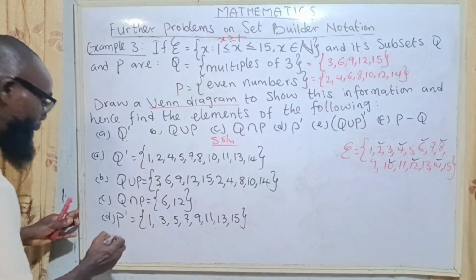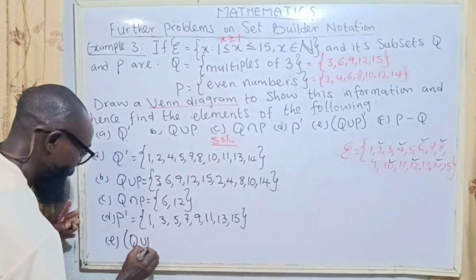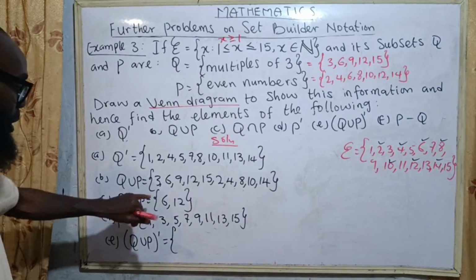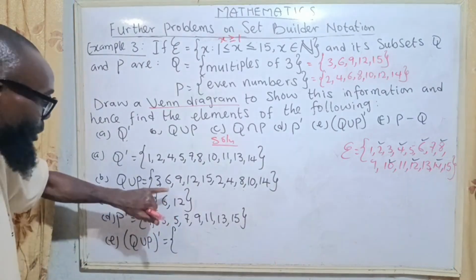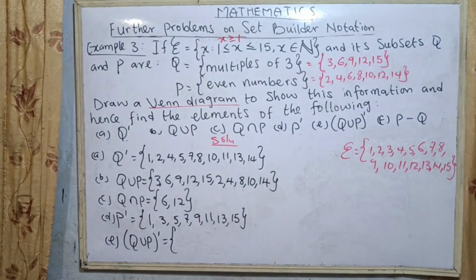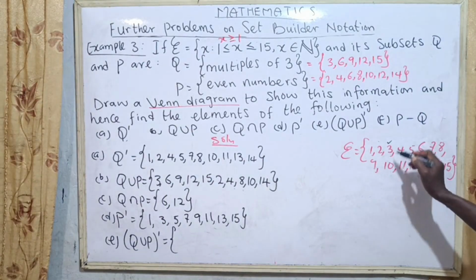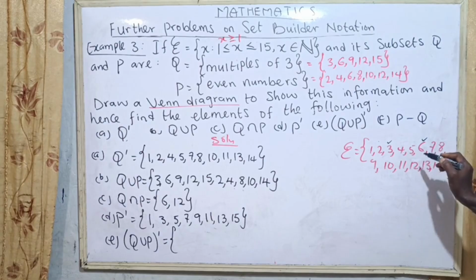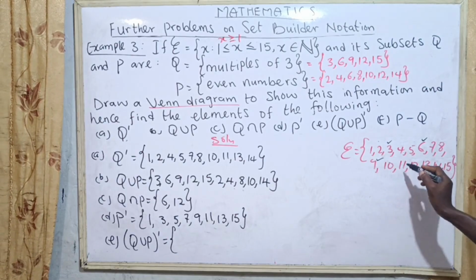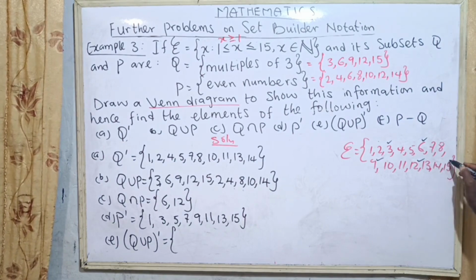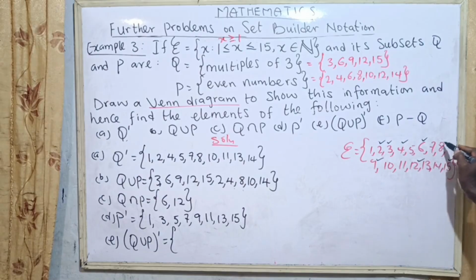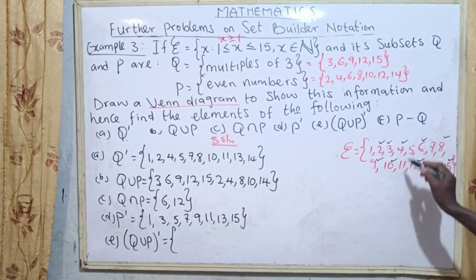Question E. Q union P complements. We have gotten our Q union P before. Taking away Q union P from the universal set, the remaining ones are our complements. Okay, Q union P: 3, 6, 9, 12, 15, 2, 4, 8, 10, 14.